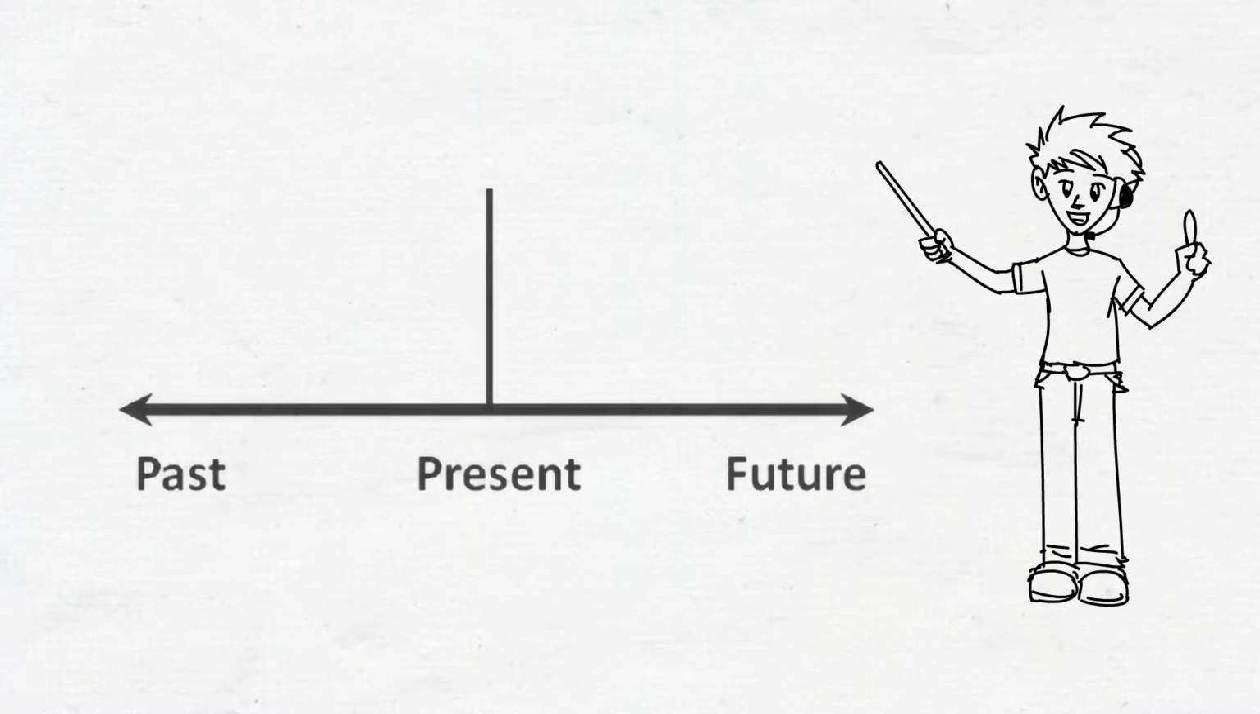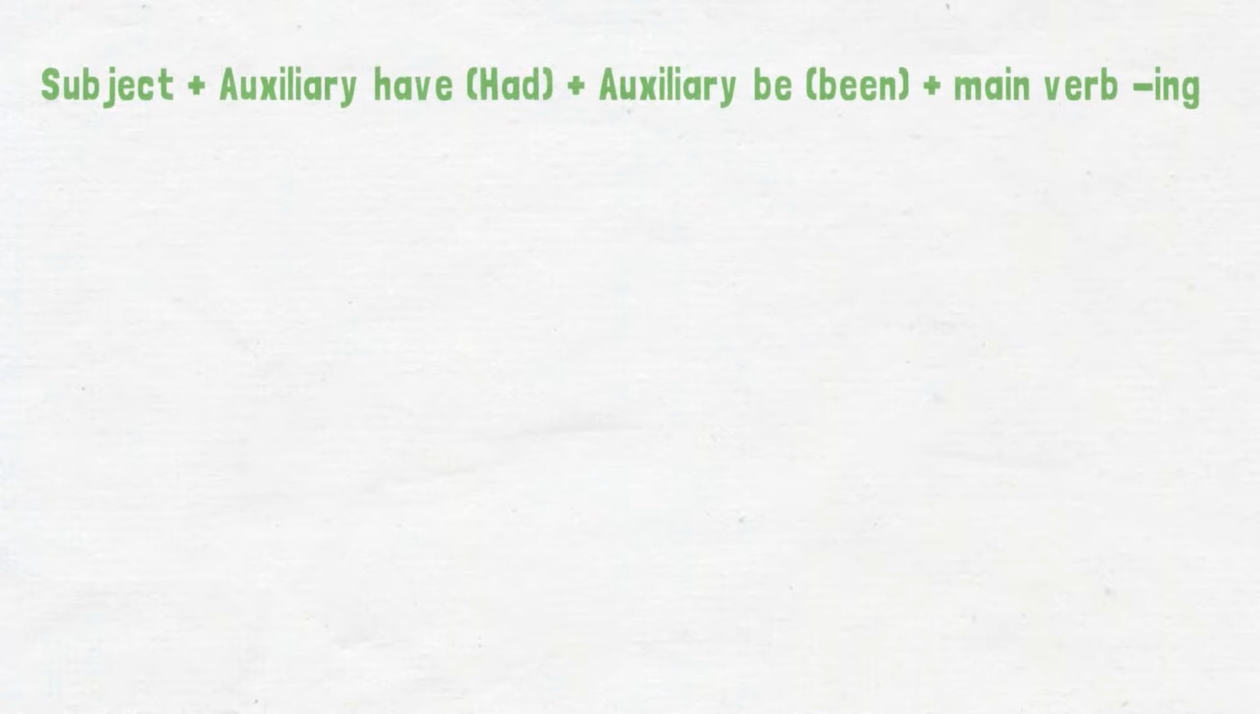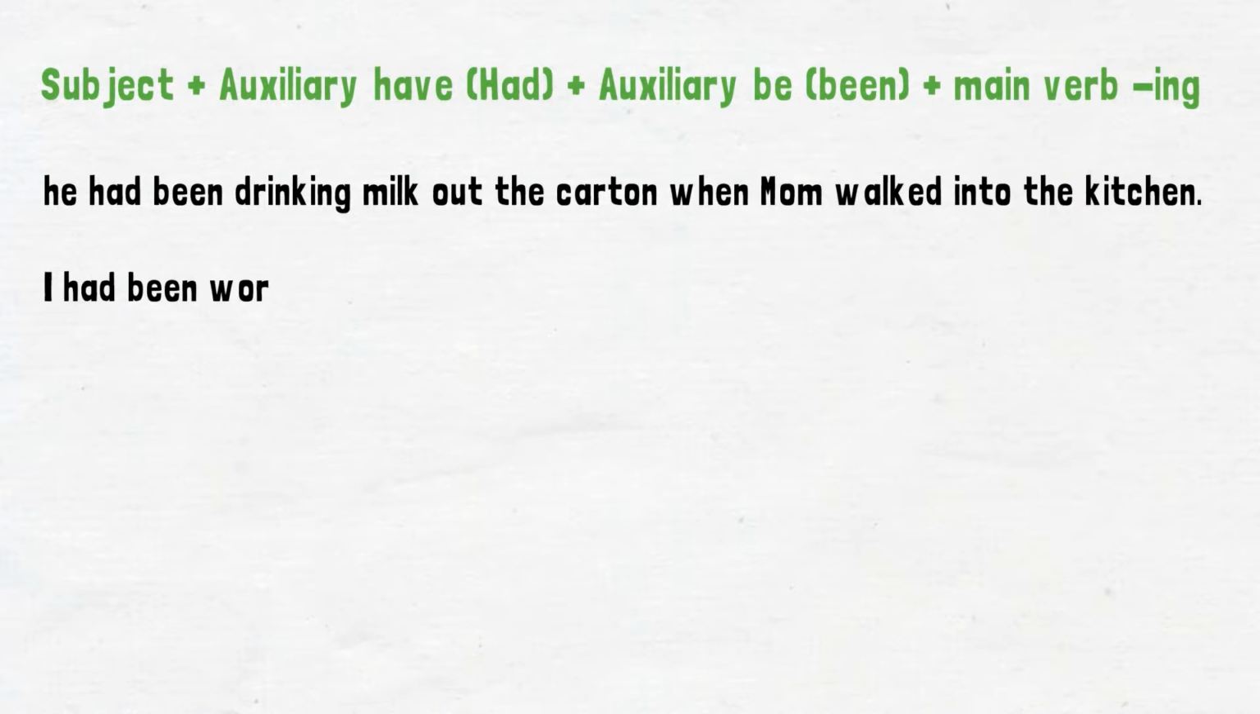The past perfect continuous is another tense that expresses the past in the past. It shows that an action that started in the past continued up until another time in the past. The structure of the past perfect continuous tense is subject plus had plus been plus the ing form of a main verb. For example, he had been drinking milk out of the carton when mom walked into the kitchen.